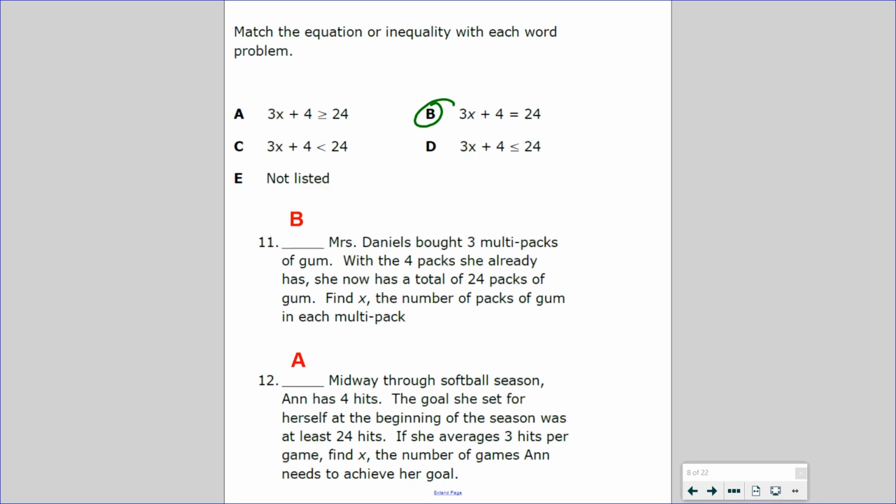B is the answer. Midway through its softball season, Anne has 4 hits. The goal she set for herself at the beginning of the season was at least 24 hits, at least. That means 24 is the lowest it can be. So can it be any lower? No, it has to be greater or equal to. Which one shows greater or equal to? Letter A is the answer.